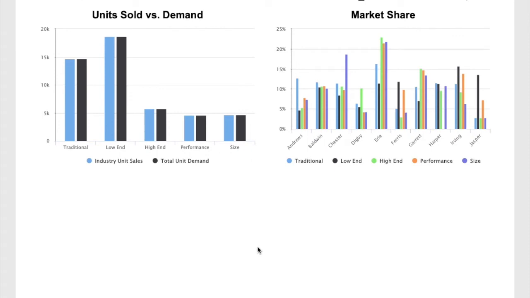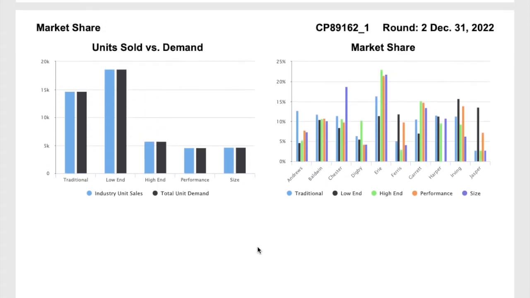Okay, so market share. From this chart, we can see that Team Aries' three products are the highest selling, which are high-end, performance, and size. They are dominating the market.